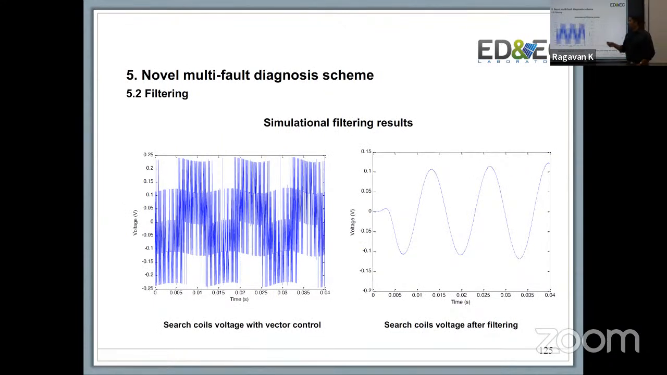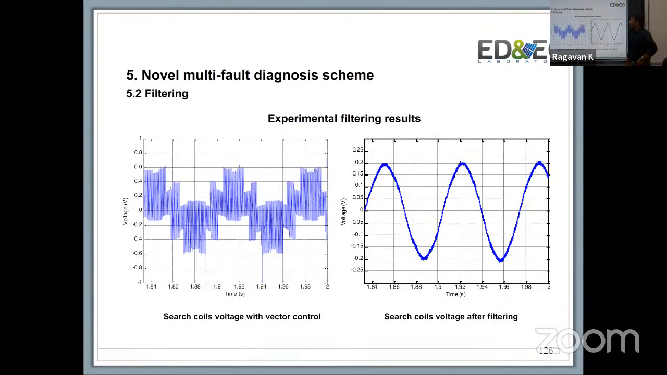So once you filter it, basically you have the voltage that comes out at the surge coil. Keep in mind, you're still getting the same choppy signal. Once you filter it, it starts to look clean and sinusoidal because it has an average that moves in a sinusoidal fashion. In terms of experiment results, this is basically the surge coil voltage with vector control and surge coil voltage after the filtering. This gives you an indication of a healthy machine, which means everything is symmetrical, everything is normal.